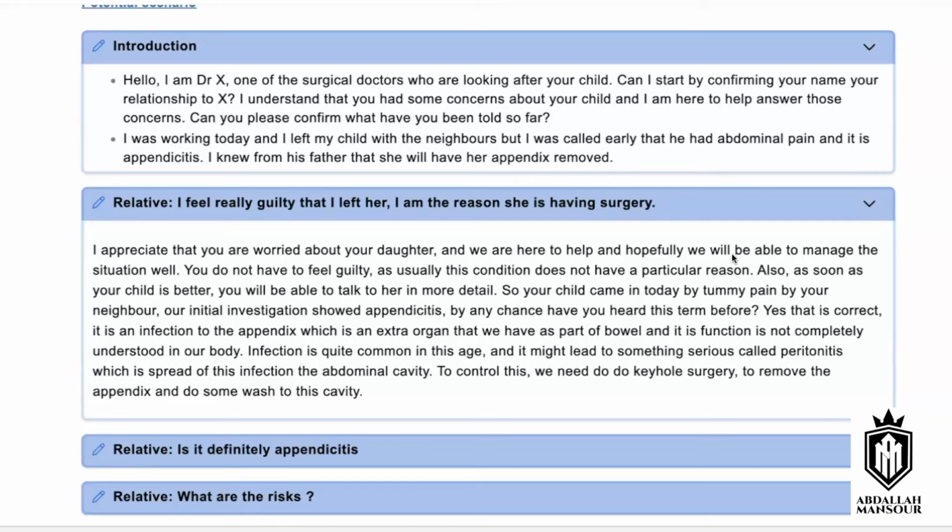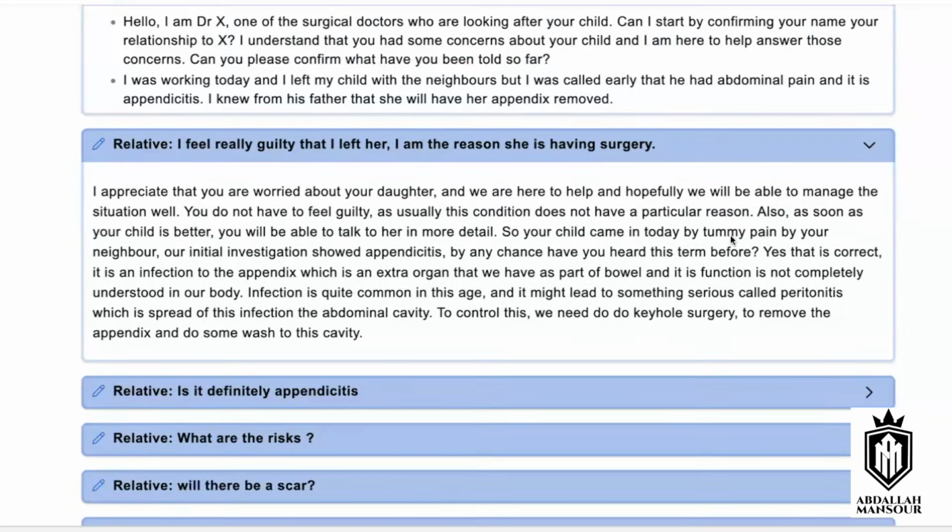Well, I know what appendicitis is, but unfortunately, my father had appendicitis and an abscess recently, and he died. So that makes me very worried about the operation now. Can you tell me, is it definitely appendicitis in her condition?